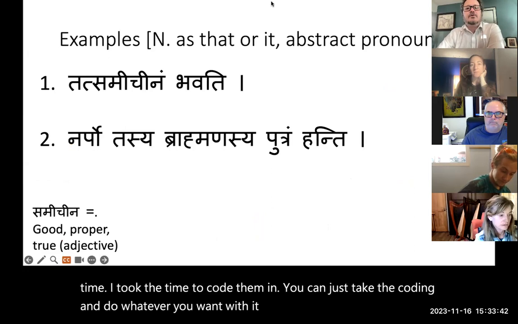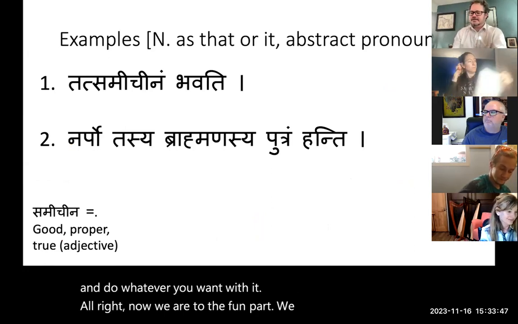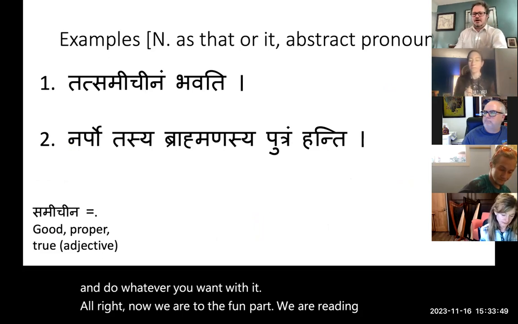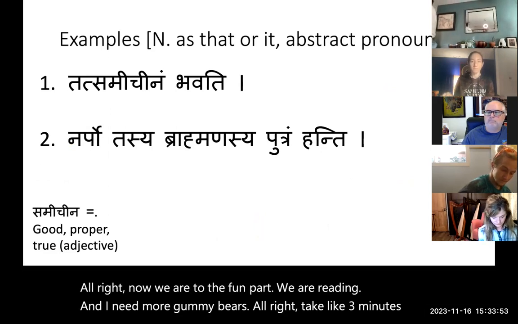All right, now we are to the fun part. We are reading, and I need more gummy bears. All right, take like 3 minutes. But only 3. I typed 3.